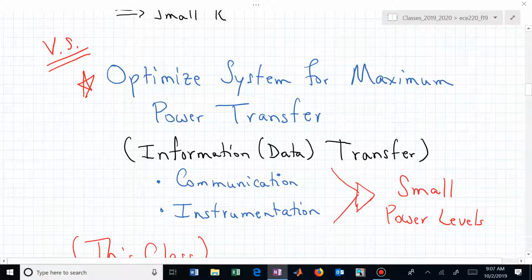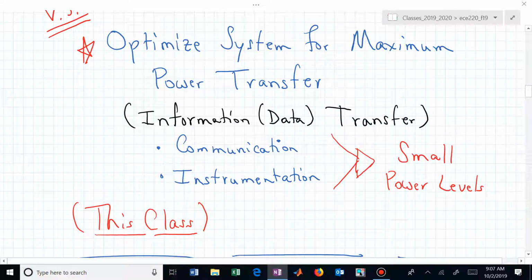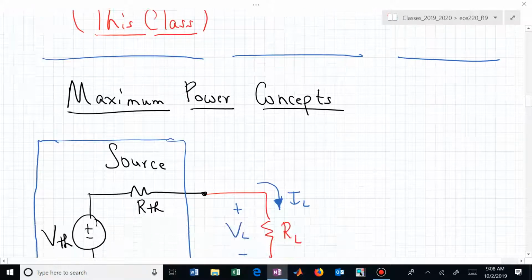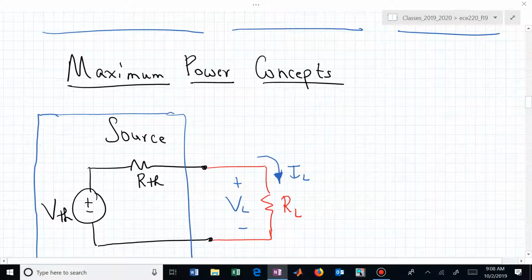Again, this is for sensing, instrumentation, small power levels. That's what we're talking about here. That's the distinction between utility scale power. For this class then, what does it mean when we start talking about maximum power concepts?